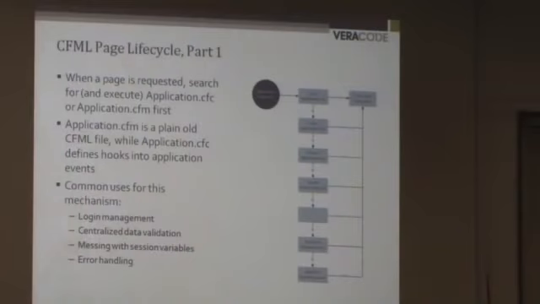If it doesn't find it, it's going to keep searching upward in the directory structure. So if it's not in the current directory, it'll look in the parent directory for application.cfc or application.cfm. And if it finds one of them, it executes it, and then executes your page. So it'll continue doing that all the way up through the application root until it finds one, in which case it executes it, or it doesn't find one, in which case it just executes the page that you requested.